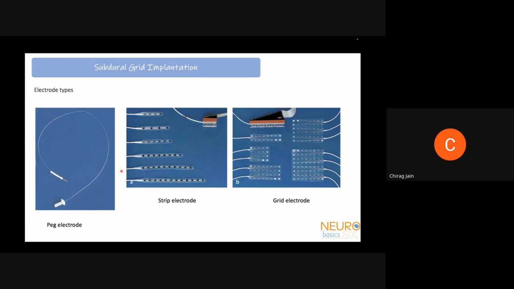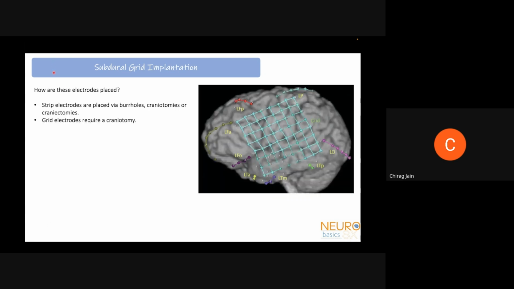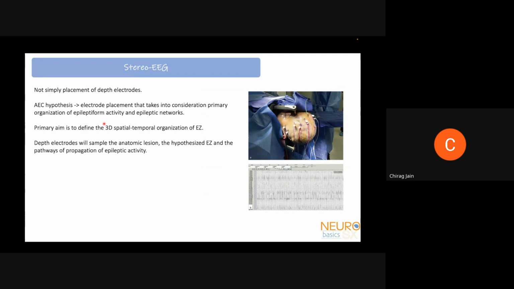So these electrodes can either be PEG electrodes, which you can put into the cortex, or they can be put on the surface of the cortex as a strip or as a grid. Strip electrodes, particularly, can be placed even via a burr hole, but the grid electrodes would at least require a craniotomy.